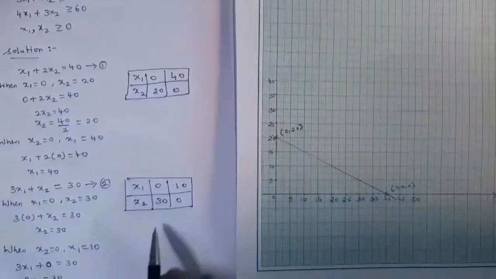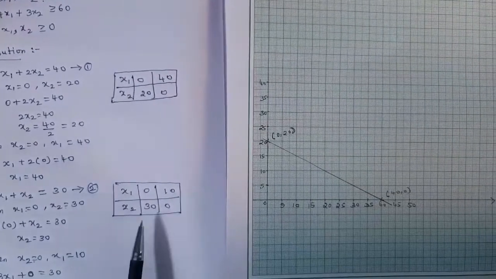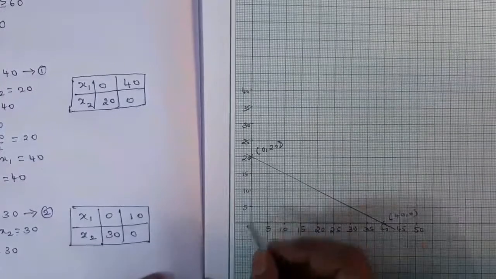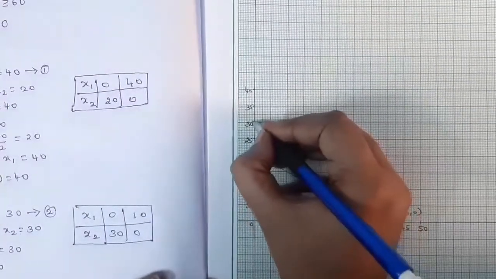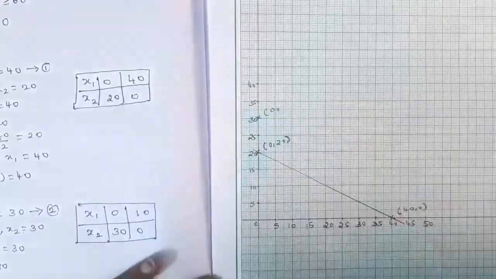Now take down the next constraint table value. So when x1 is 0, x2 we have got 30. So mark at this point and write down (0, 30).